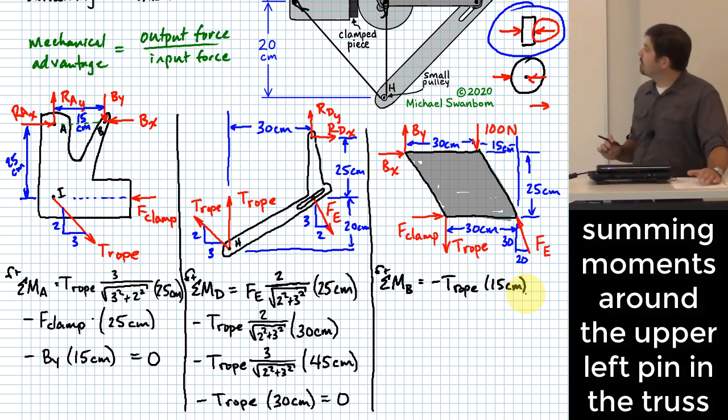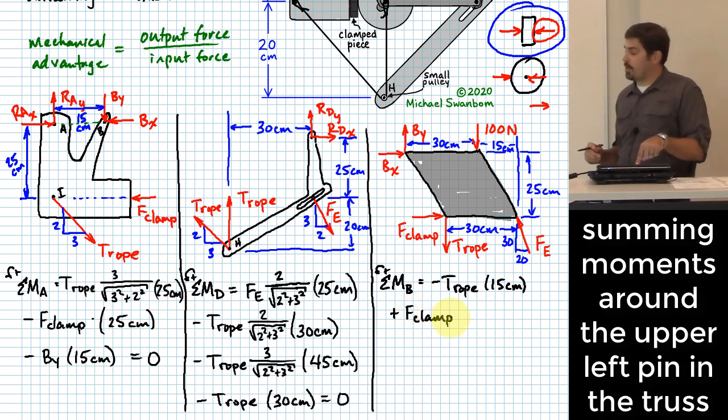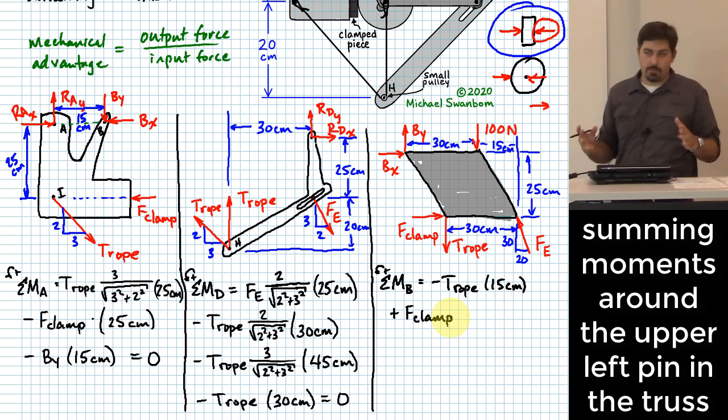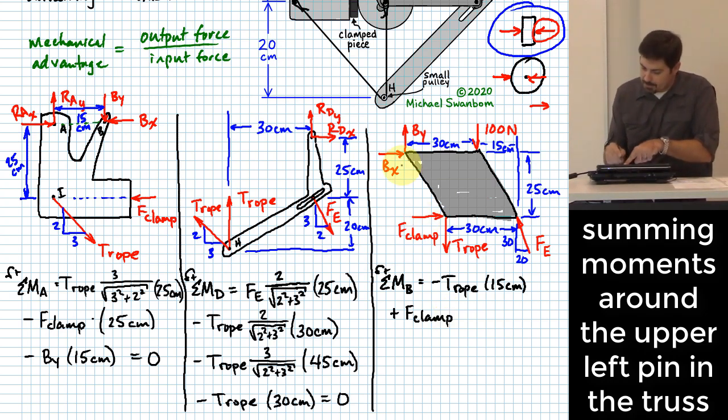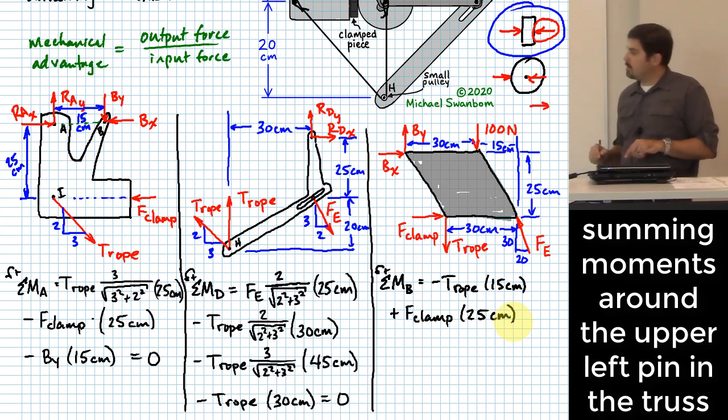What's another one? Okay, F clamp. So F clamp, what direction does it act rotationally around B? Counterclockwise. So I'm going to count that as positive. Since it is entirely in the horizontal direction, then if I know the vertical length between its line of action and point B, that's what I need to multiply by to get the moment, right? So what is that vertical length from F clamp to point B? 25 centimeters.